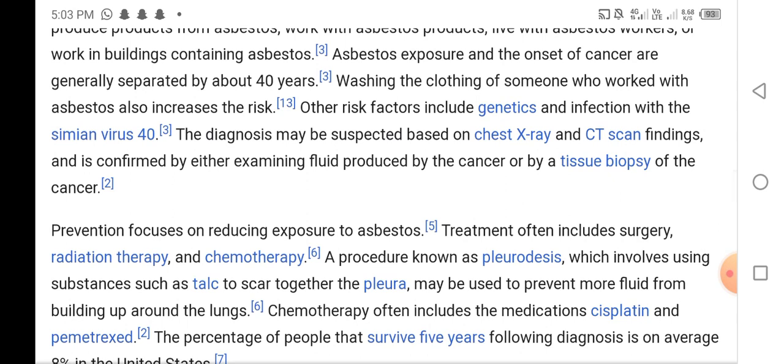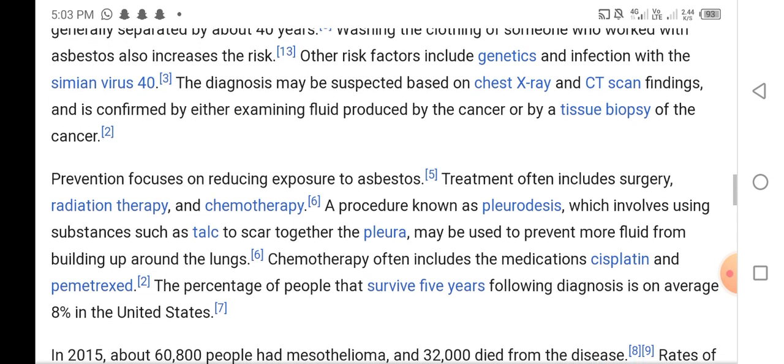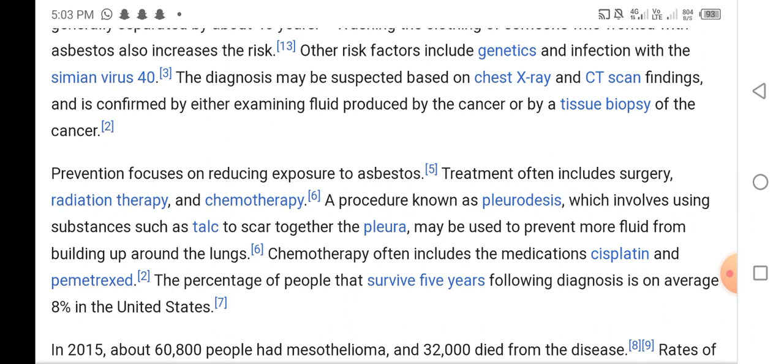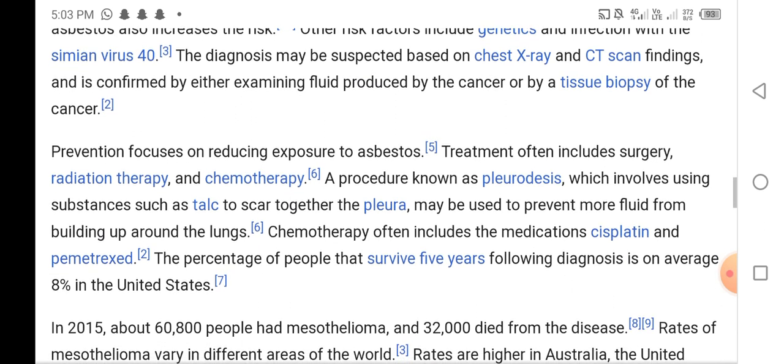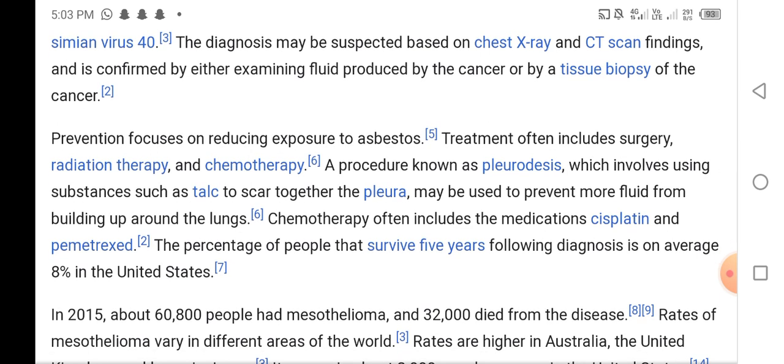Asbestos exposure and onset of cancer are generally separated by about 40 years. Washing the clothing of someone who worked with asbestos also increases the risk. Other risk factors include genetics and infection with simian virus 40. The diagnosis may be suspected based on chest X-ray and CT scan findings, and is confirmed by either examining the fluid produced by the cancer or by tissue biopsy of the cancer.